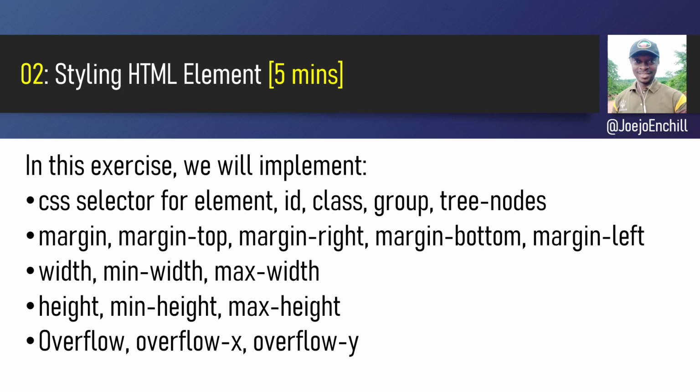In case you've forgotten what an HTML attribute is, I urge you to look for our previous lesson on HTML attributes and properties. In this lesson, we will use the CSS selector for element, ID, and class. And then we will also look at how we can group elements, IDs, and classes, and also how we can call tree nodes, that is nodes and subnodes or nodes with their children in HTML, and then style them accordingly.